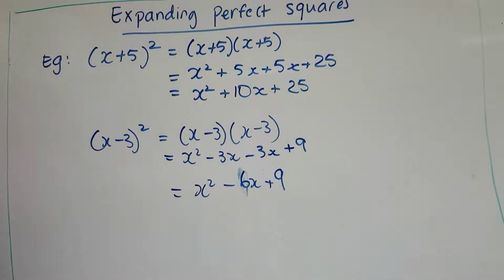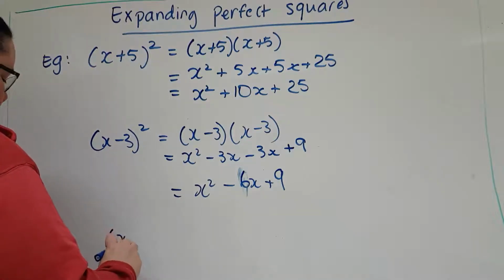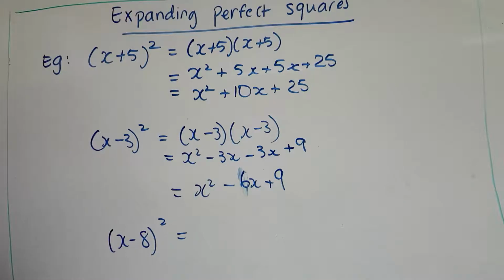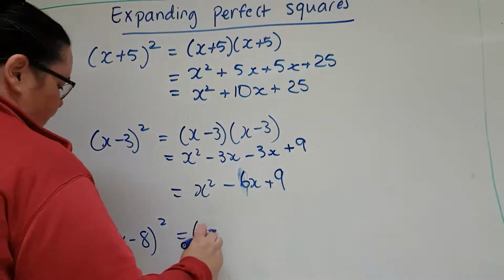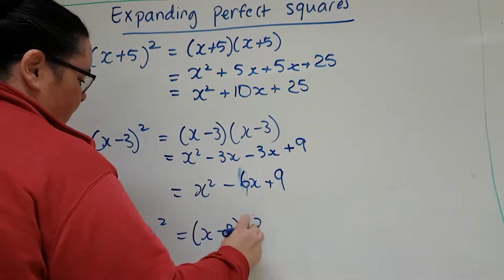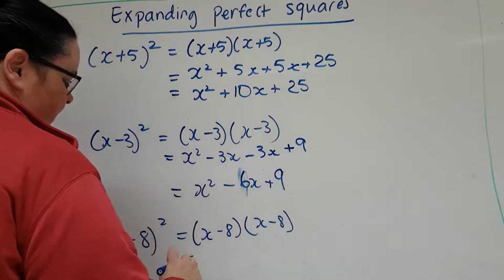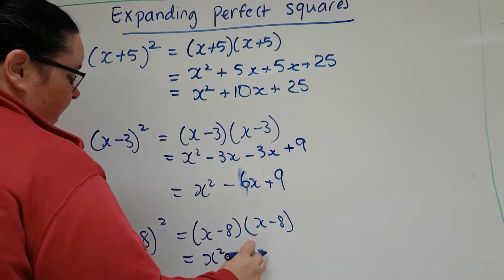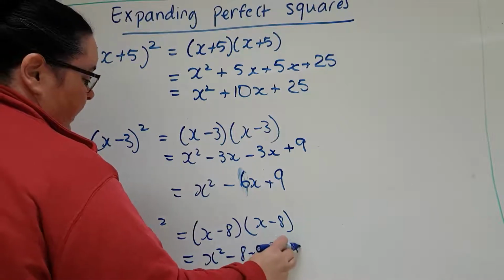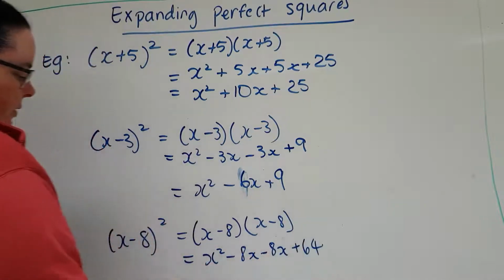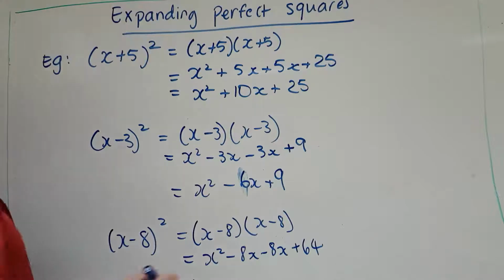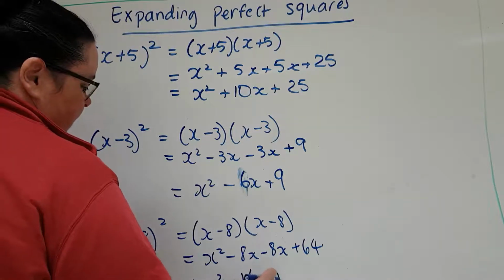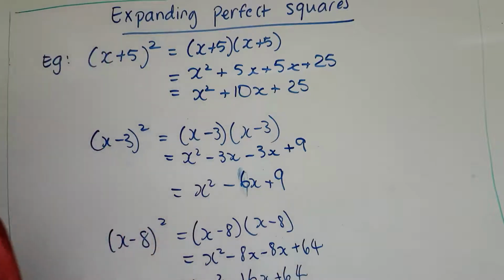Okay, let's do one more. Let's do (x - 8) all squared. What does (x - 8) all squared mean? It means (x - 8) times (x - 8). Square it out: x squared minus 8x minus 8x plus 64. Collect like terms: x squared minus 16x plus 64.